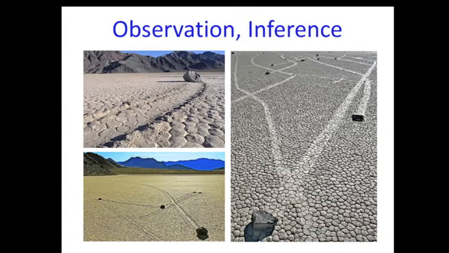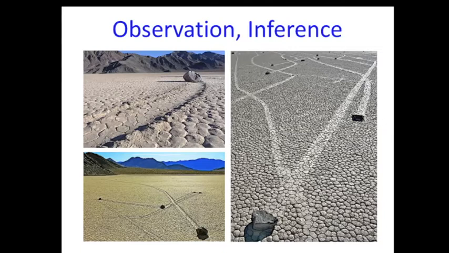I have an interesting scenario here. Does anybody know the location of these images? Death Valley. Thank you, that's correct. Death Valley in California, and it is called Racetrack Playa. You can see these stones, which it's hard to gain perspective from these images, but these stones are quite large, and they appear to have tracks, as if they've moved.